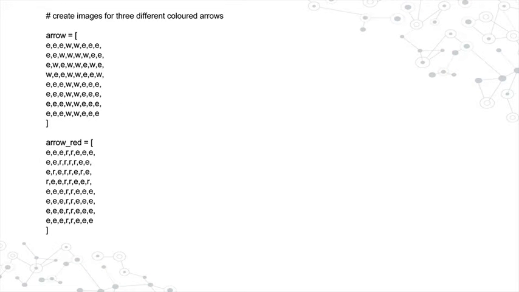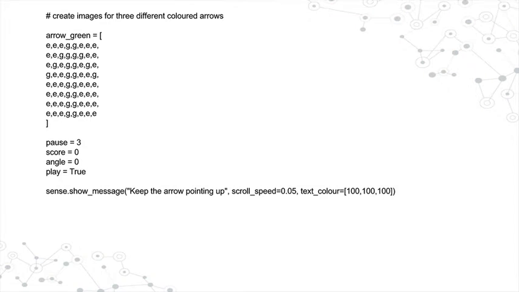Create 3 different colored arrows. I'm going to count 3 and pause. Go ahead and take a few minutes to type this out so you get your arrow-looking structures. 1, 2, 3, pause. All right, then make your 3rd green arrow up here. Here's where you define the variables we just talked about. Pause, score, and angle, and play set to true. And show a message. Keep the arrow pointing up. Scroll speed is 0.05. Text color 100, 100, 100.